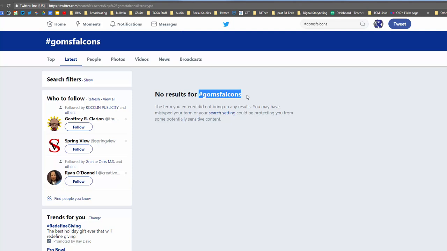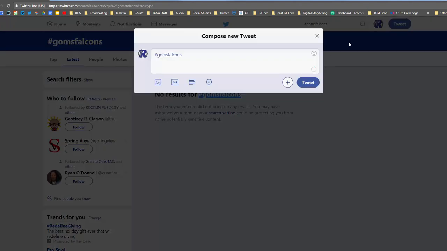And every time I want to share something out, for example here, I'm going to say, "Great job, students, at our pep rally today." And then I would put in that hashtag, GOMS Falcons. I'm not going to, because this is all fictional, but I would hit tweet and send that out there. Now, this is going to go nowhere the initial time I do it, because nobody knows about the GOMS Falcons.